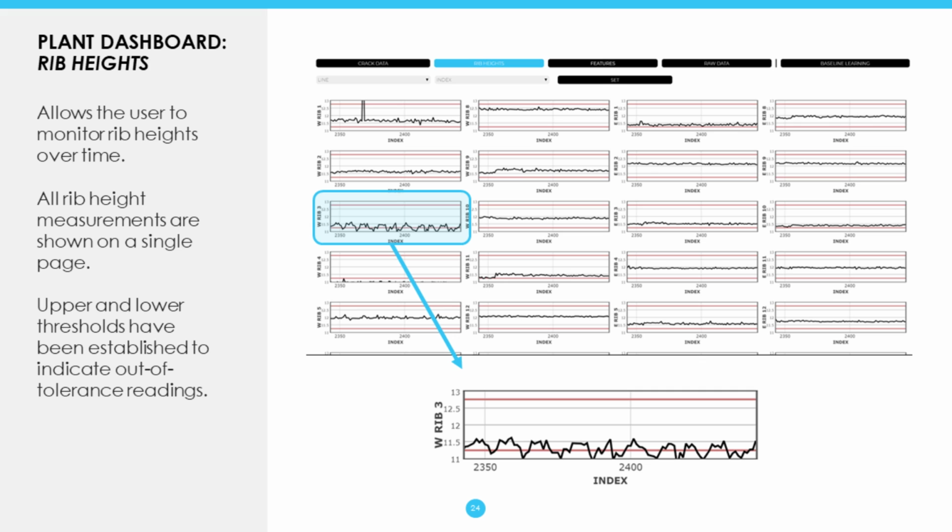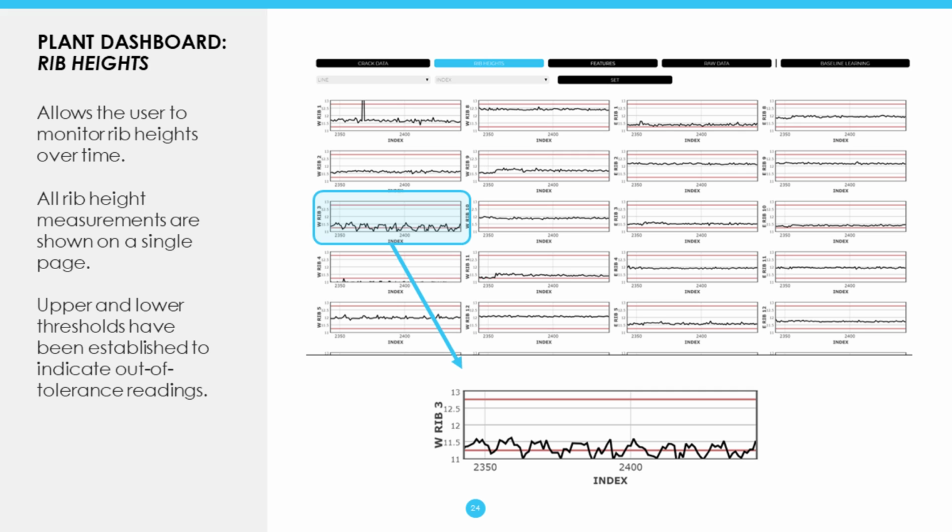So in terms of how the user would interact with the software, they would have that main action dashboard that will tell them the health of their machine, the health of their process, and if any adjustment is needed on their process. And that's the first level view.